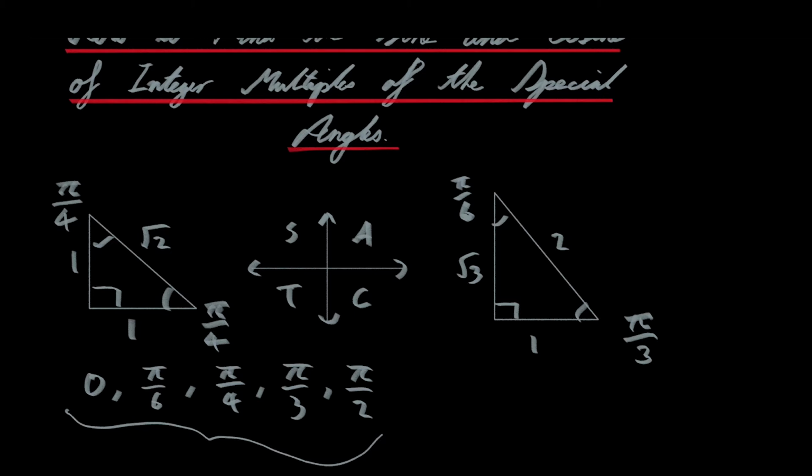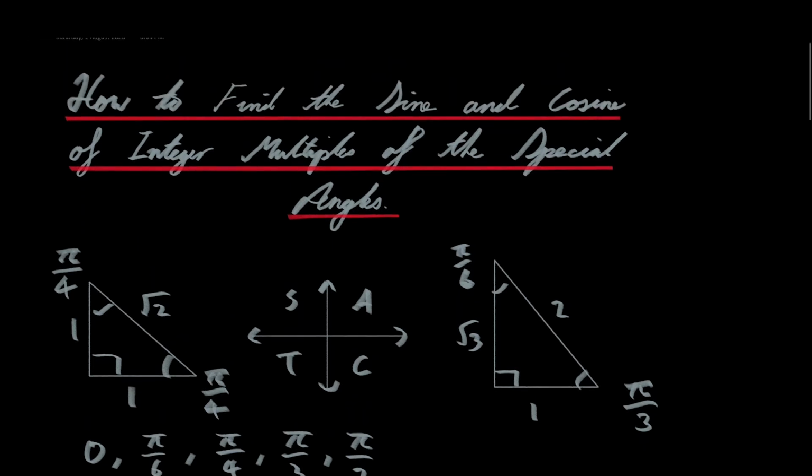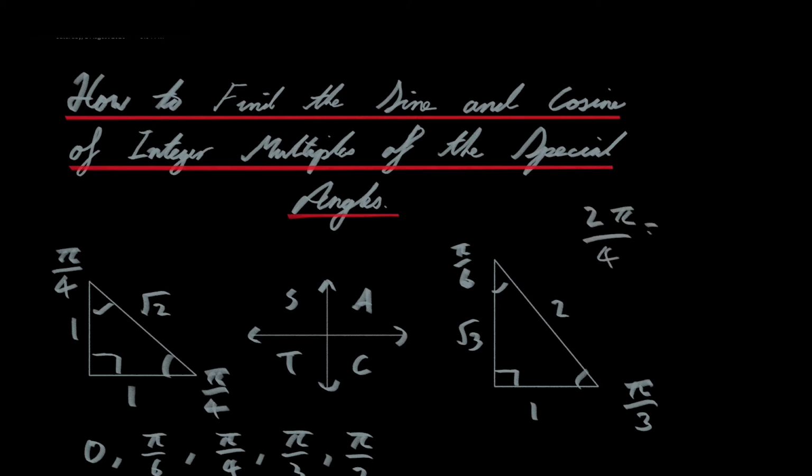So if we want to find the sine and the cosine of some multiple of the special angle, assuming that multiple doesn't simplify to one of these special angles, so for instance, you might have 2 pi over 4, well that just simplifies to pi over 2, and that just is one of the special angles, okay? So what I'm really concerned with is multiples of these special angles that are in lowest terms. So for instance, 3 pi over 4, okay?